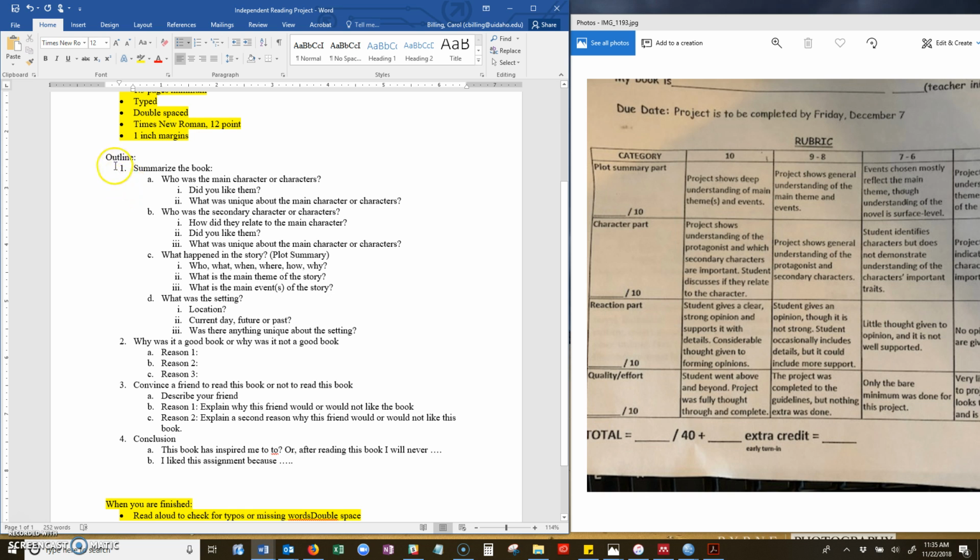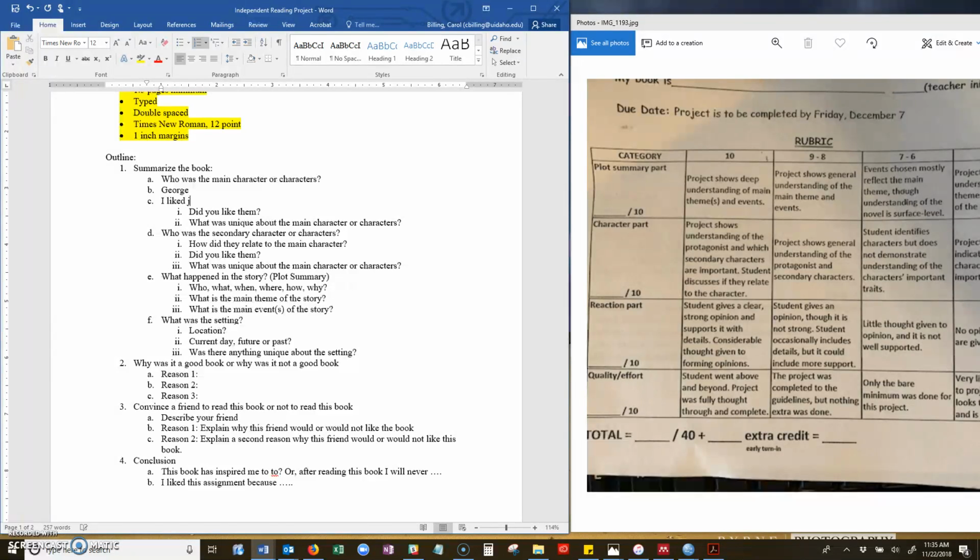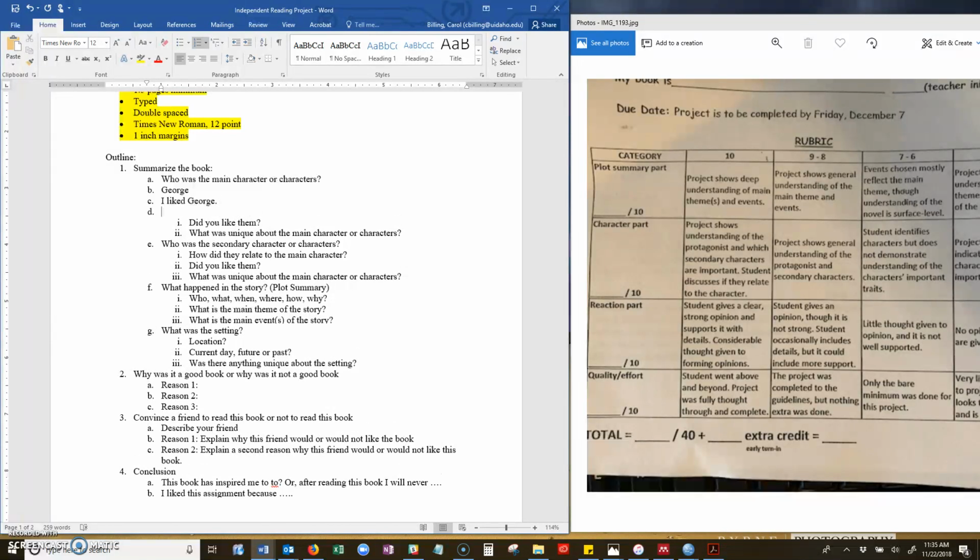So here, what I did is I broke it up into parts. And these are questions that you can ask yourself and then come up with answers. And what I do is I just highlight this, and then I start writing. Who is the main character? Okay, so it was this guy named George, let's say. Did you like him? I liked George. Okay, what was unique about him? So now I'd start giving details.